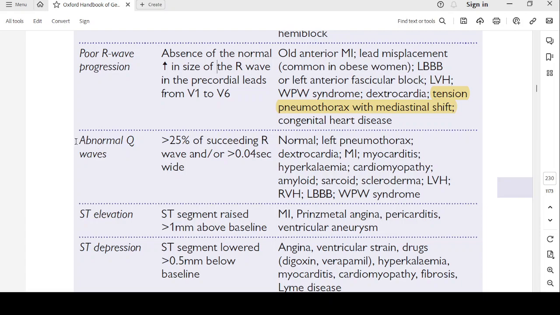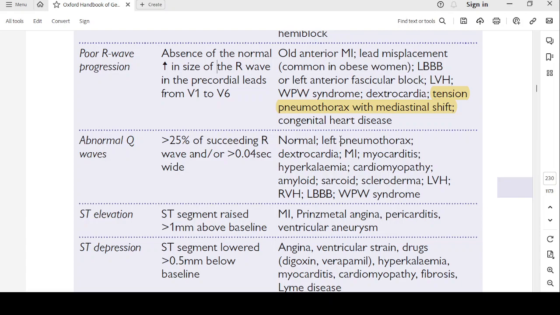Abnormal Q waves. More than 25%. Yes, we just discussed what was an abnormal Q wave. That is, if the height of the Q wave is more than 25% of the next R wave, that succeeding R wave, or if it's more than 0.04 seconds wide, that is more than one small block wide.